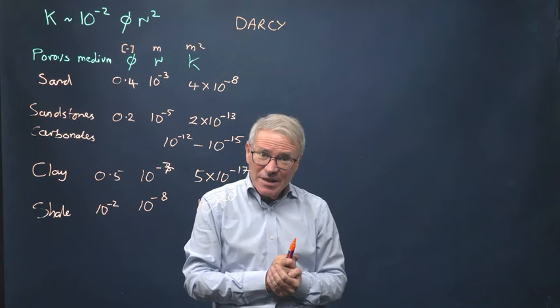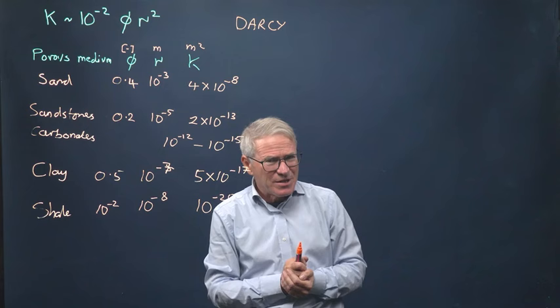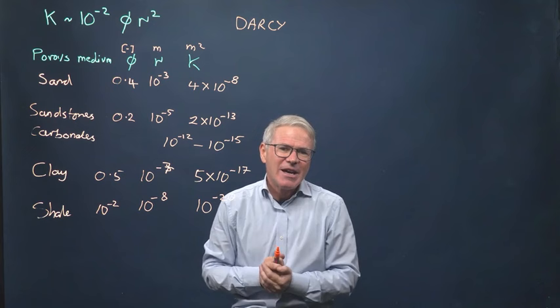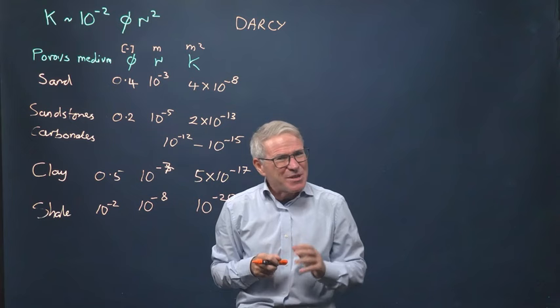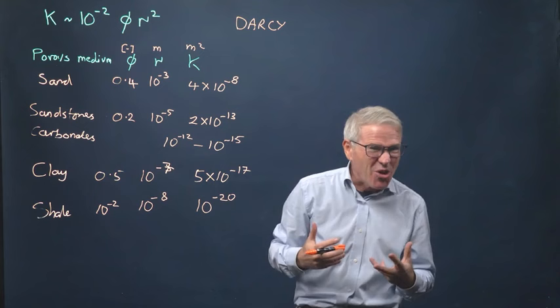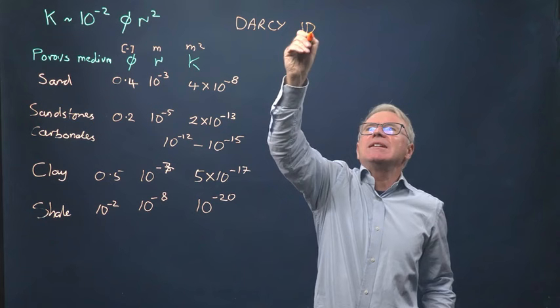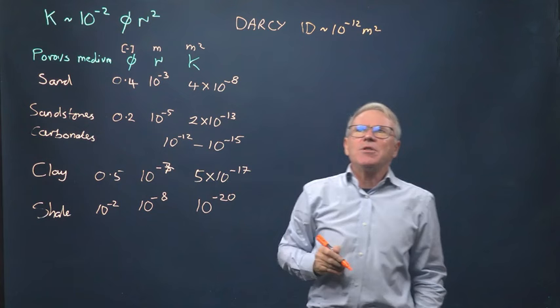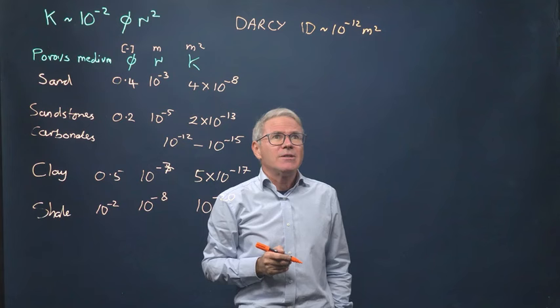Now, the use of centimetres is okay, it's the flow of water that approximately has a viscosity of 10 to the minus 3 Pascal seconds, and 1 bar is approximately 10 to the 5 Pascal. So it's sort of SI, but not quite. If you go through the maths, 1 Darcy is approximately 10 to the minus 12 square meters. Now, if you ask me, we should just define the Darcy to be exactly 10 to the minus 12 square meters and be done with it.